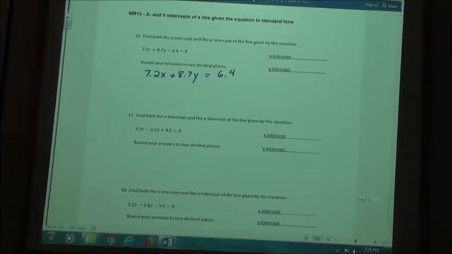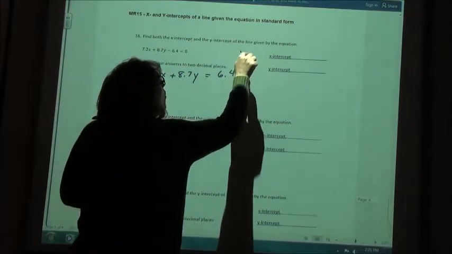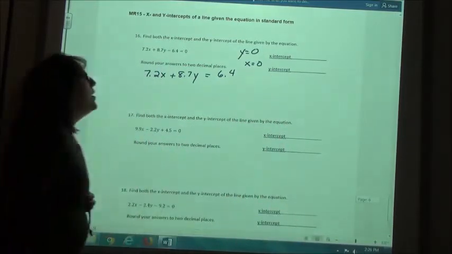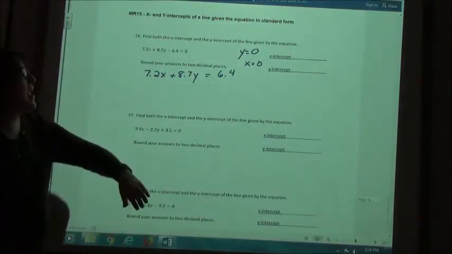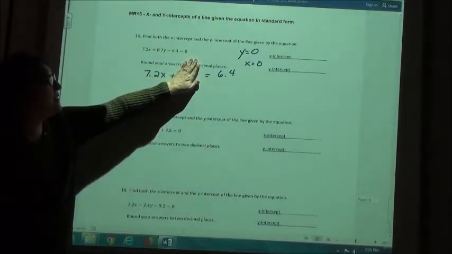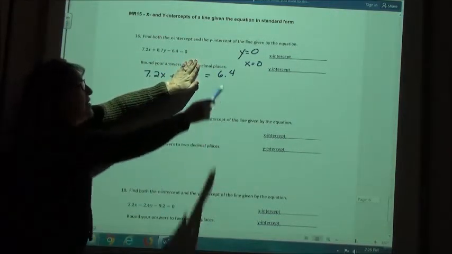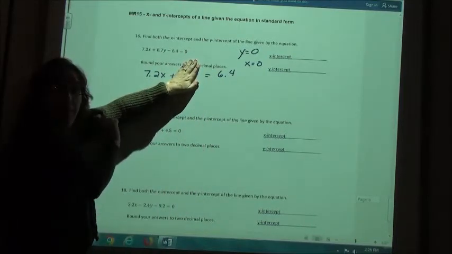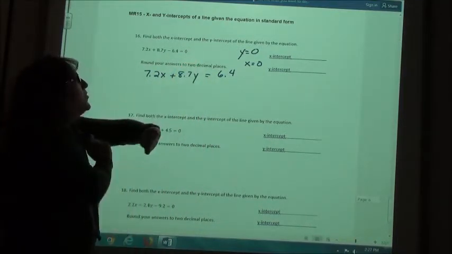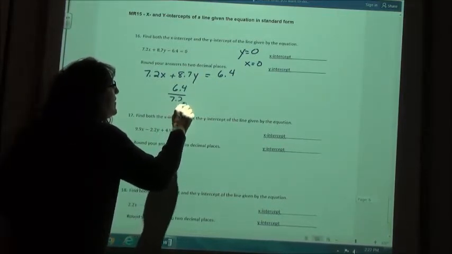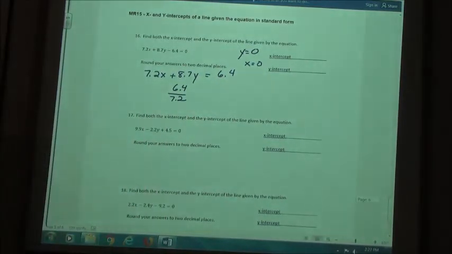X-intercept and y-intercept. For my x-intercept, the y is 0. For my y-intercept, the x is 0. So when I'm doing my x-intercept, I basically just cover up the y, because if that's 0, it's gone. I'm going to take this n number divided by my coefficient of my x. So to find my x-intercept, I take 6.4 divided by the 7.2. I'm not going to do that in my head. I'm going to let you do that on your calculator.